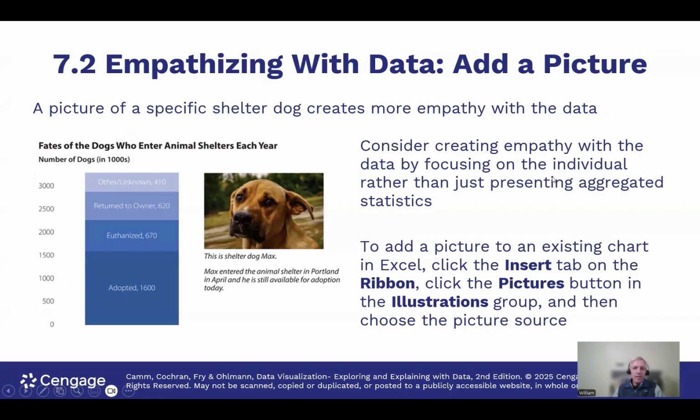So consider adding something that focuses on the individual rather than just posting aggregated statistics. These are aggregated statistics. They don't work as well as this. You probably couldn't just post this. Well, you couldn't just post this. You need these two together. It's pretty simple to add a picture to an Excel chart. You just insert and you say pictures, and then you get it, and you can drag it around on Excel.